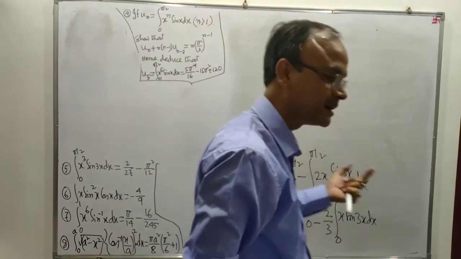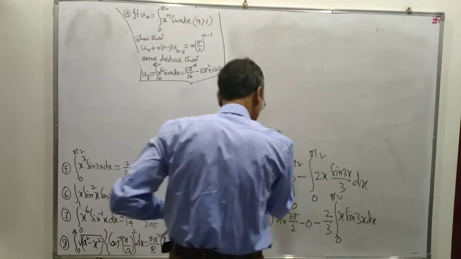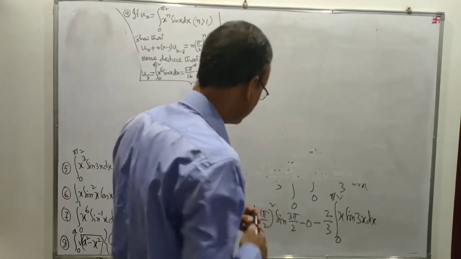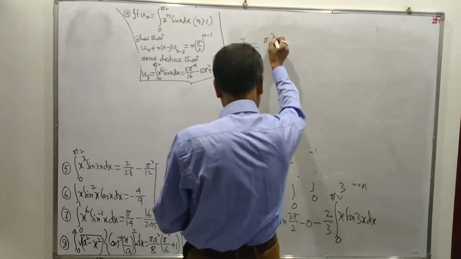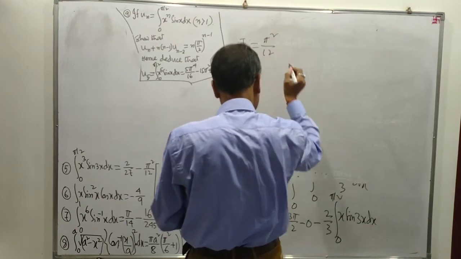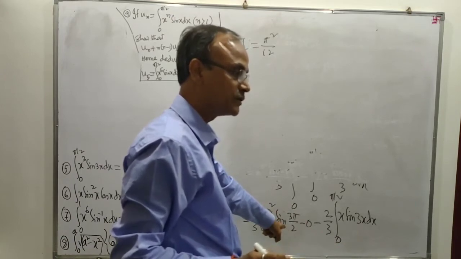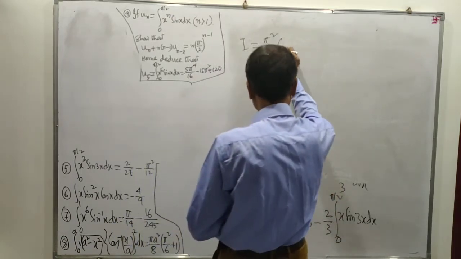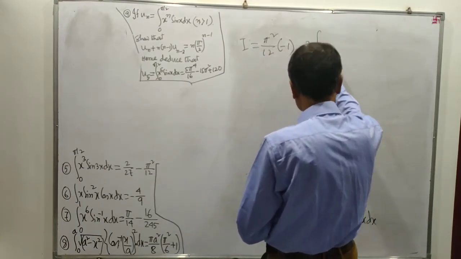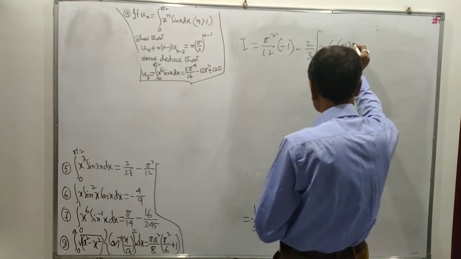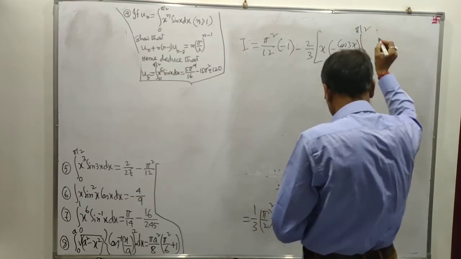You may apply the reduction formula also. Just as we have proved in number 3, reduction formula. This is equal to I equal to pi square by 12 sin thrice pi by 2, pi plus pi by 2, minus 1. It will be equal to minus 1. Minus 2 by 3, first function x into minus cos thrice x divided by 3, 0 to pi by 2.